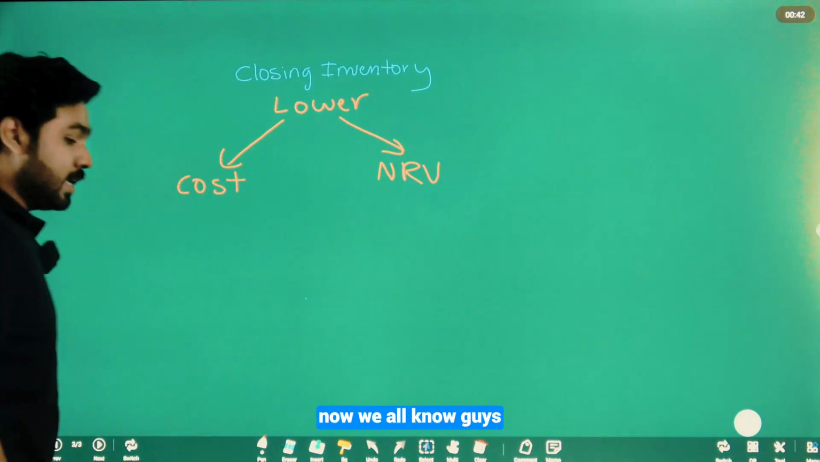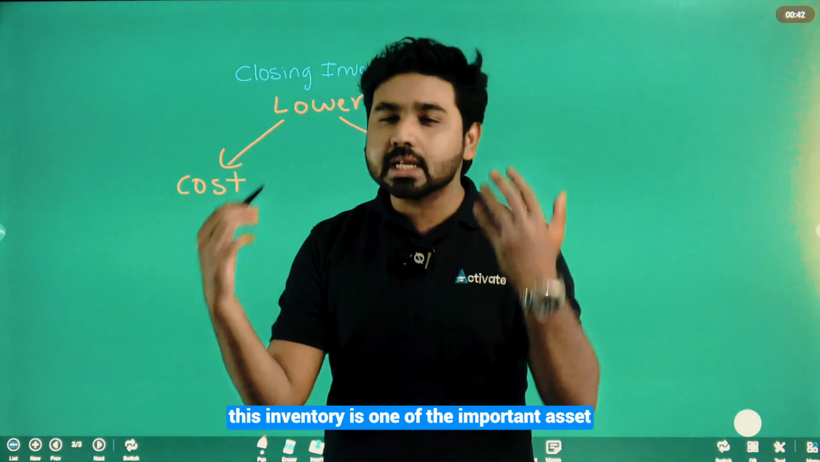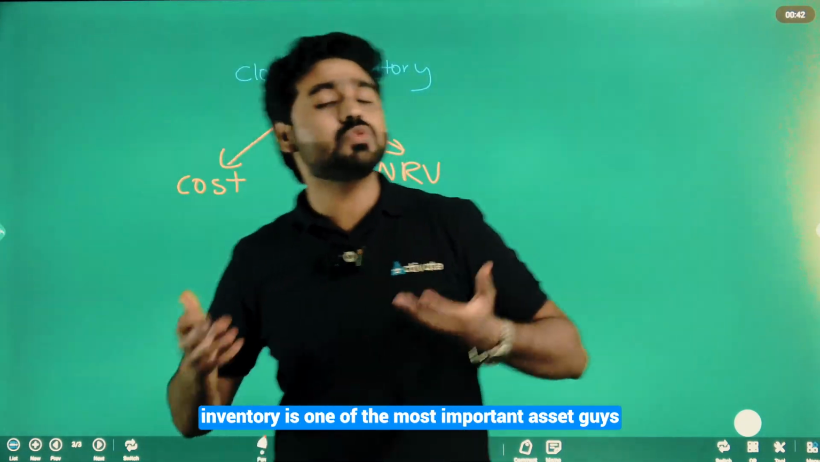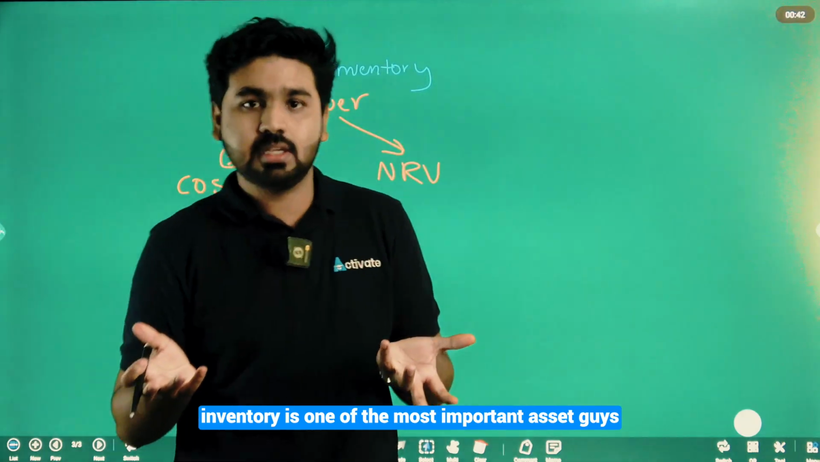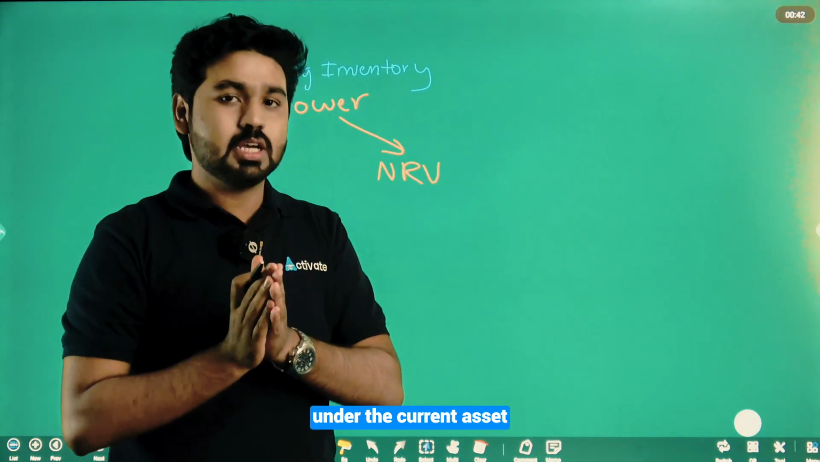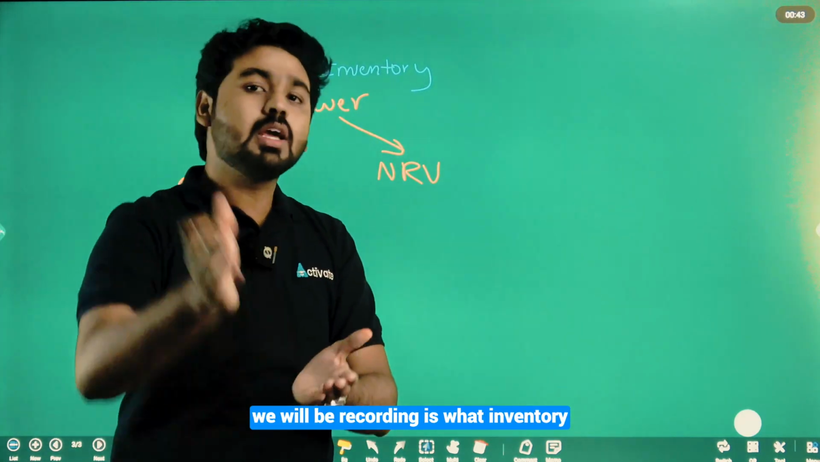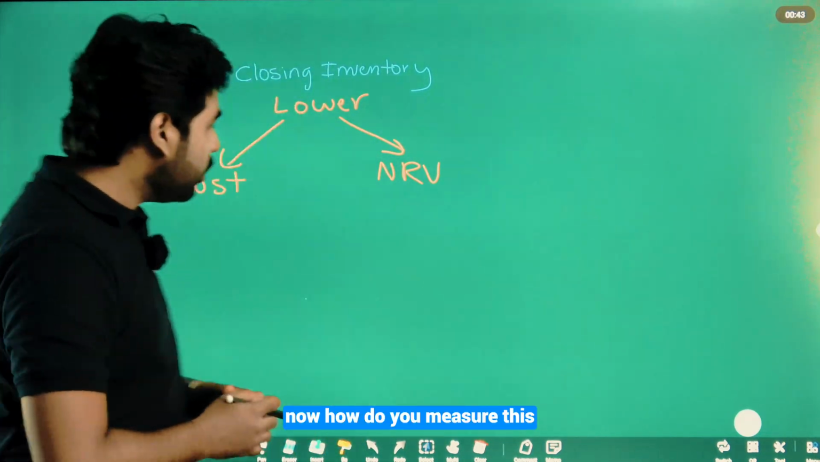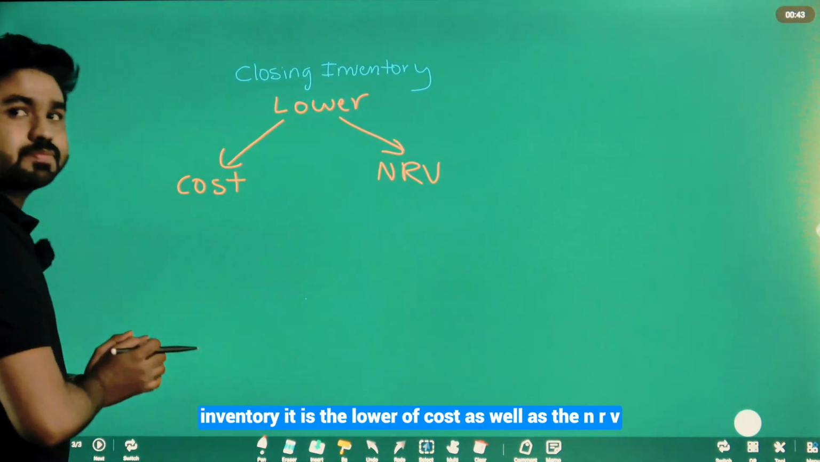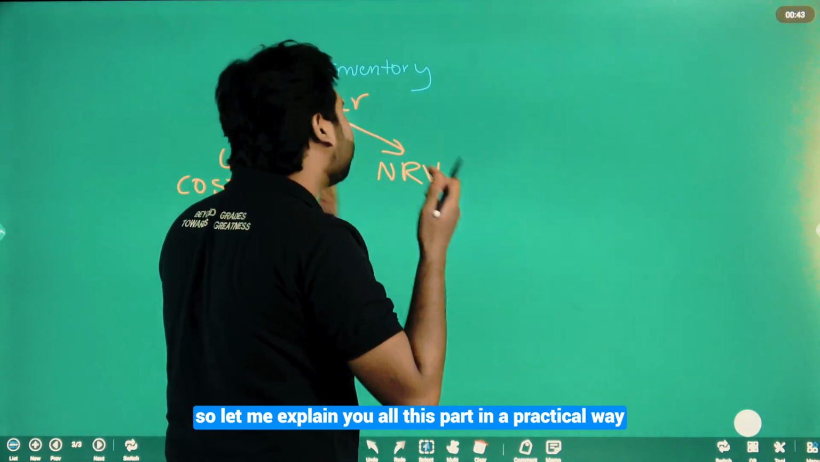Now you all know, guys, this inventory is one of the important assets in your business. When you're running a business, inventory is one of the most important assets. And when you're recording the assets under the current assets, the first one we will be recording is inventory. Now, how do you measure this inventory? It is the lower of cost as well as the NRV. So, let me explain you all this part in a practical way.